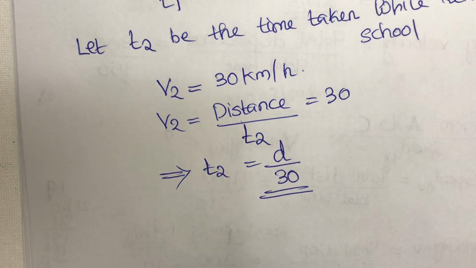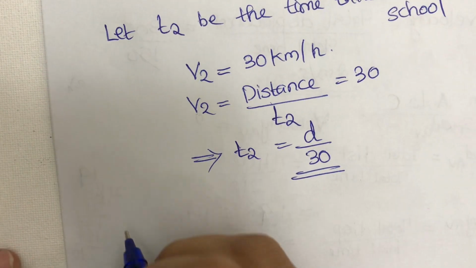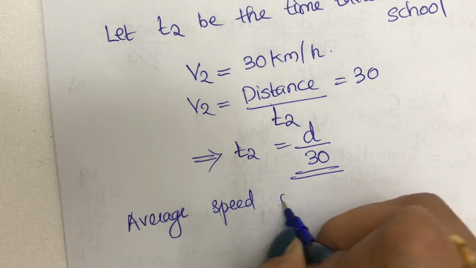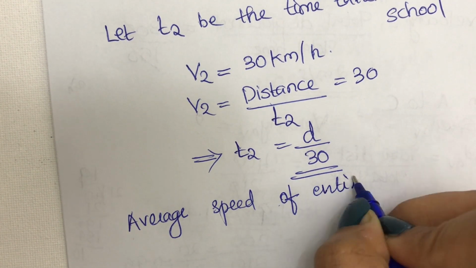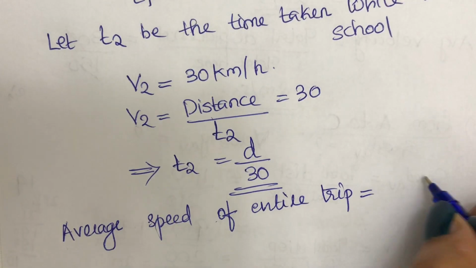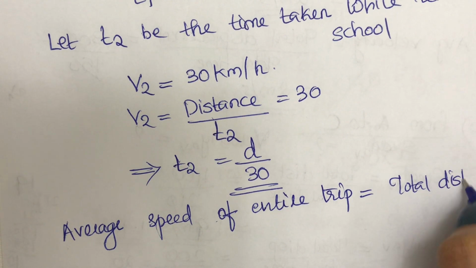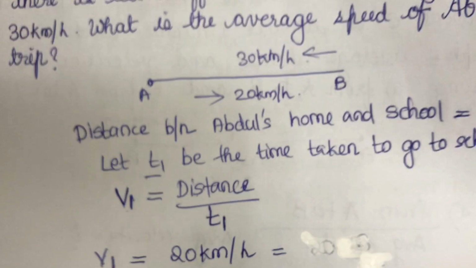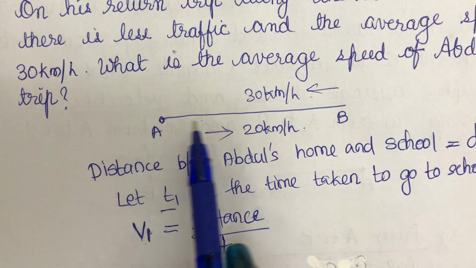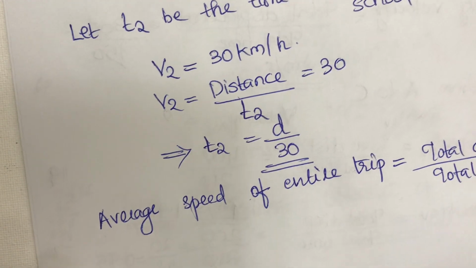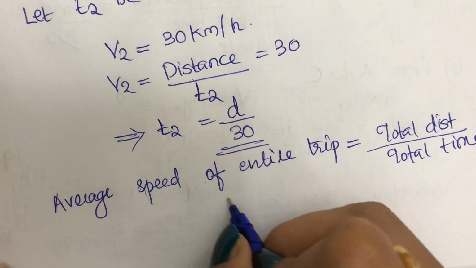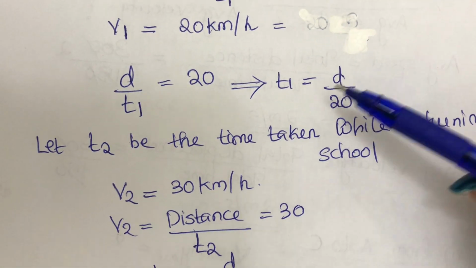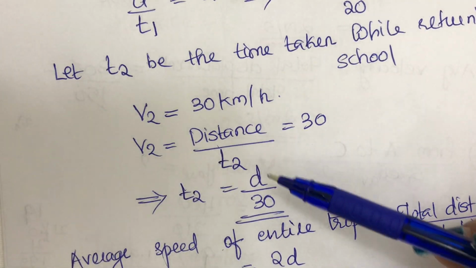And now we have to calculate the average speed of Abdul's entire trip, which is equal to how much? Total distance by total time. You know how much is the total distance? We have taken A to B as D, no? So B to A will also be D. So total distance will be D plus D, which is equal to 2D. Okay? And total time taken. So time is T1 plus T2, right? T1 is D by 20 and T2 is D by 30.